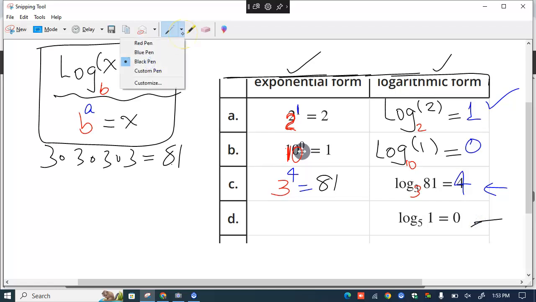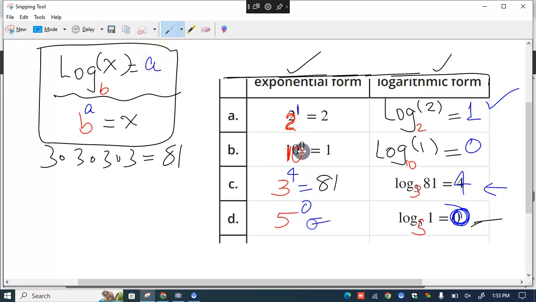This side, the next one is log base 5 of 1. So use the base as this 5. So it is 5 raised to the 0. This is the 0 here, so that goes up, equals the black 1. See? So 5 raised to 0 is 1. Anything raised to 0, we already know the answer is 1, right? That's how we do this.